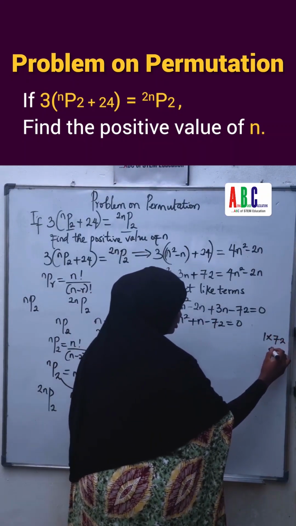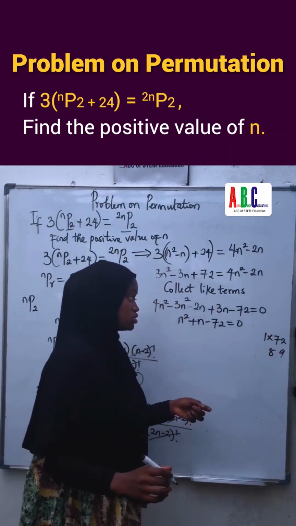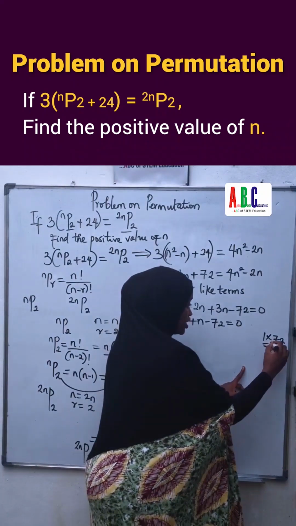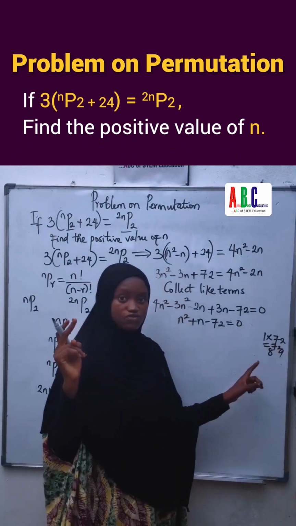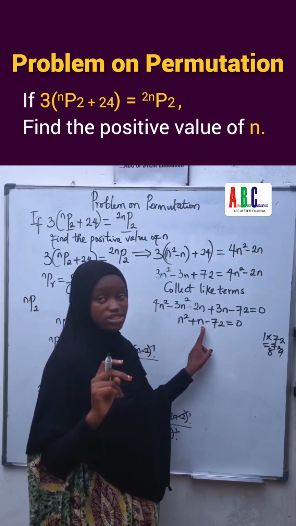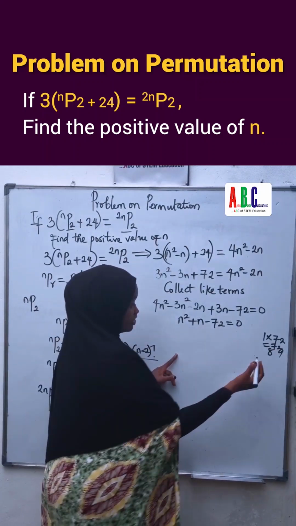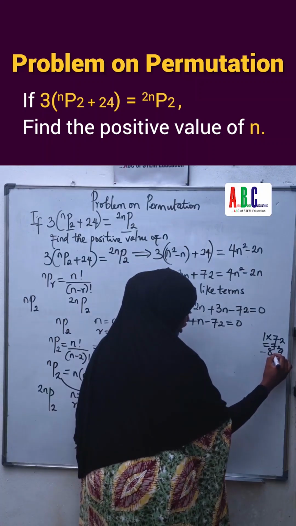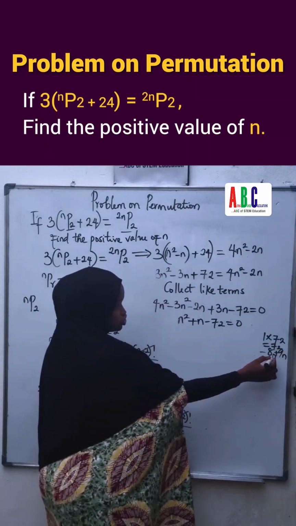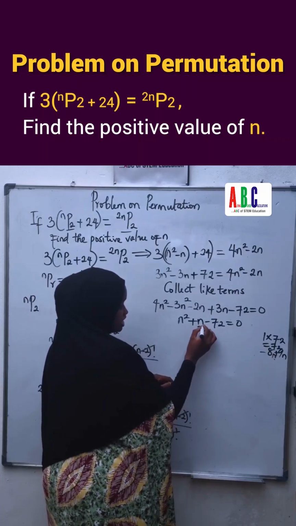So 8 and 9 are two factors of 72 because 1 times 72 will give me 72, right? So two factors of 72, we have 8 and 9. So I can use 8 and 9 to get the middle term here, which is 1, okay? So if I say minus 8n plus 9n, that will give me n, okay? So I'm going to substitute these two standing for the n.